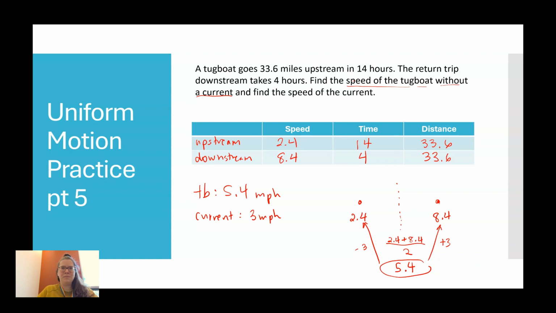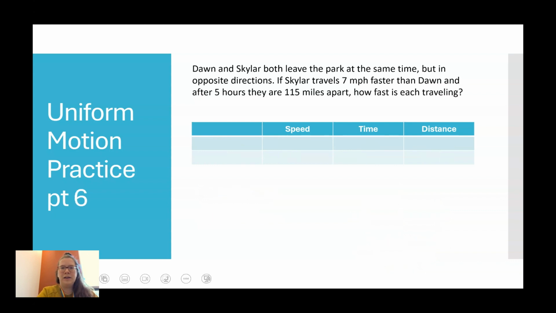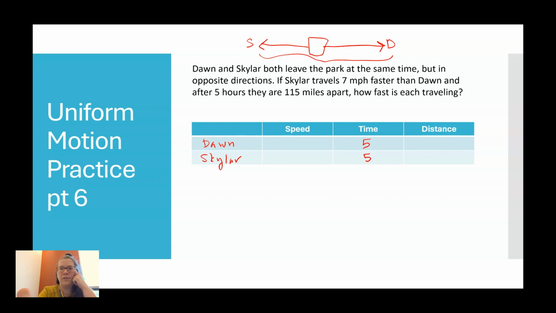All right, one last one. Dawn and Skylar leave the park at the same time in opposite directions. All right, think about we're going away from each other. If Skylar travels 7 miles per hour faster than Dawn, and after 5 hours, excellent, 5 hours, they are 115 miles apart. So right here was the park. Here went Skylar and here went Dawn. And now this total distance is 115. So that's this plus this equals 115.